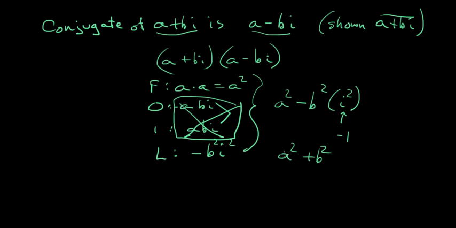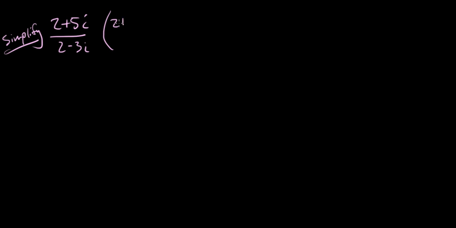Well, what does that all mean? What's the point in all this stuff? How come you're teaching us all this silly stuff, Mr. Mishler? Well, it's because I love you and I want you to know things. And here's one of the things I want you to know how to do. 2 plus 5i over 2 minus 3i. So we want to simplify this. And here's how we do this. We multiply the top and bottom by the conjugate of the bottom.